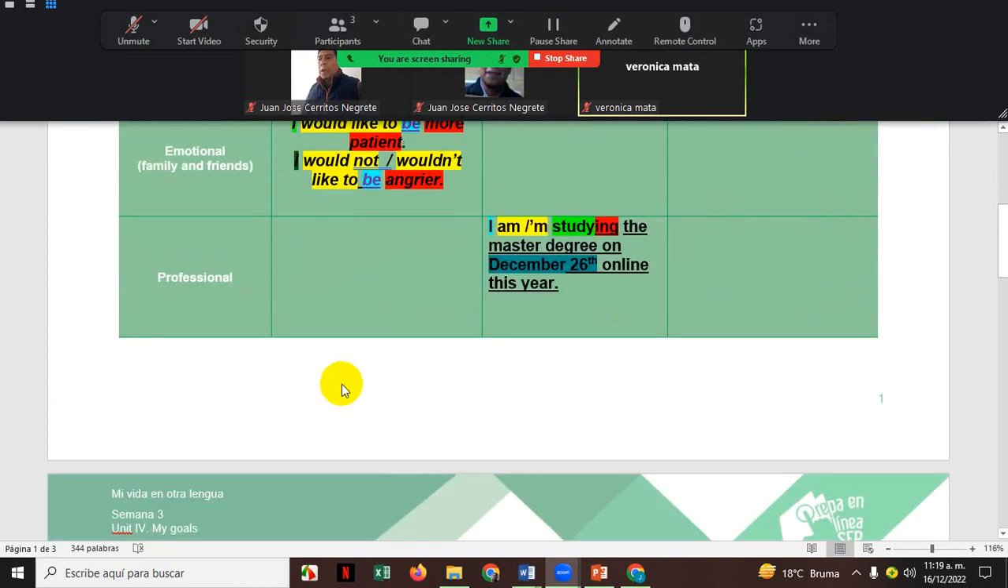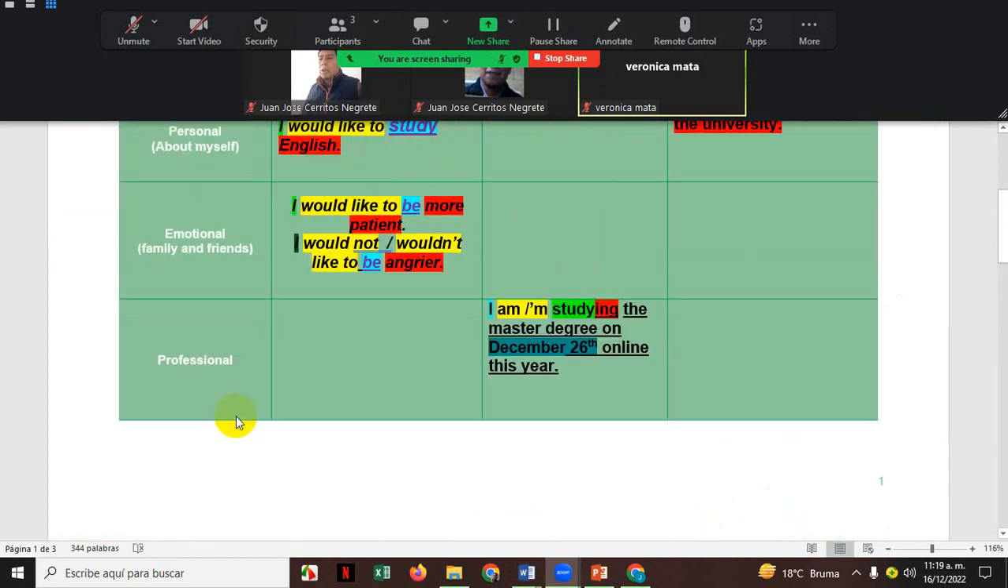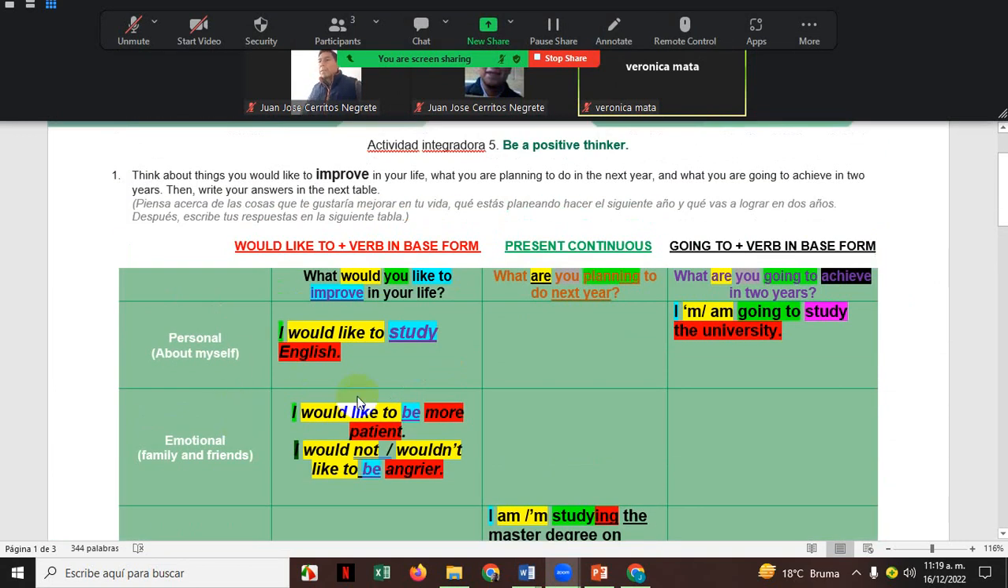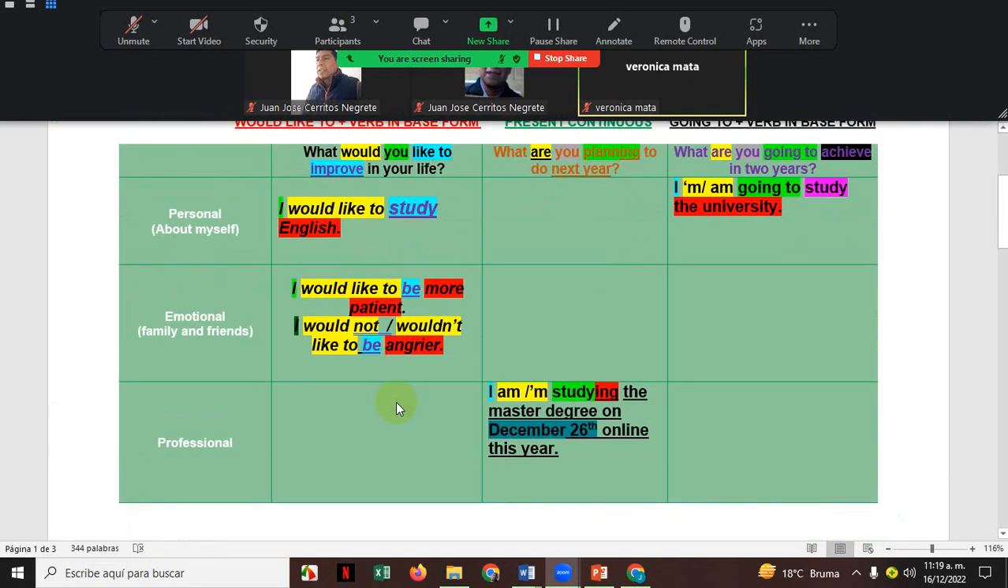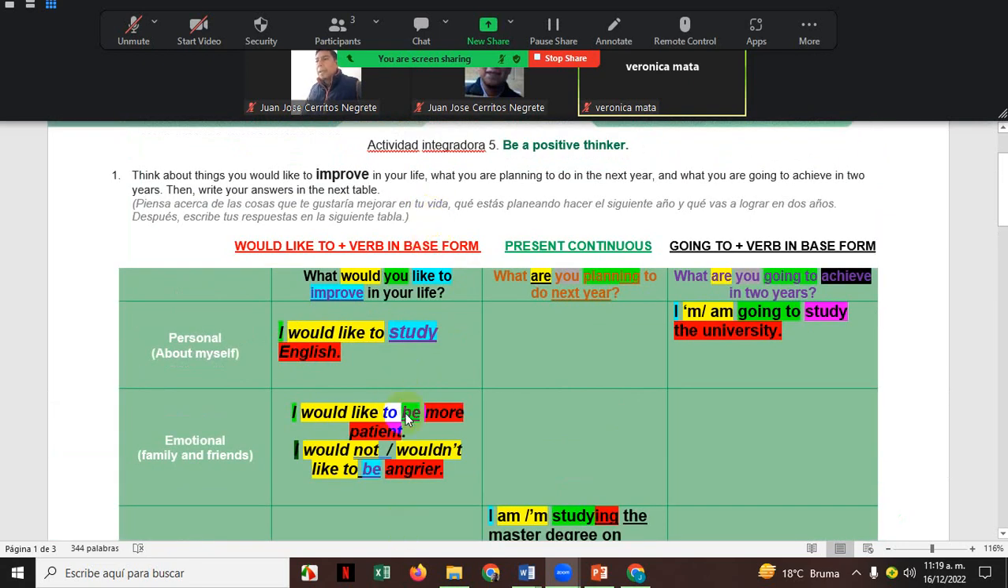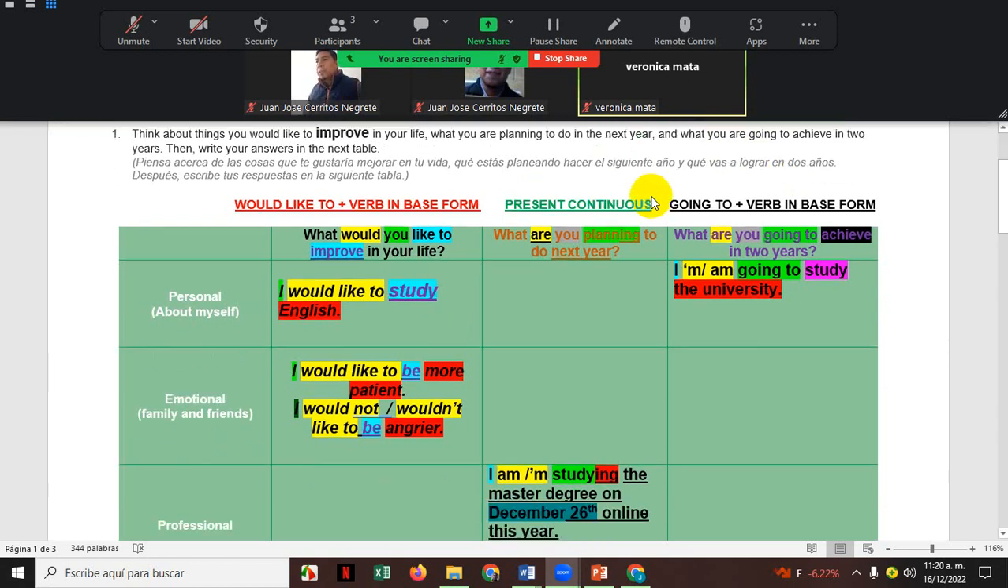We have 4 ambits in this chart: economic, professional, emotional, and personal. About yourself, about family and friends, and so on. And the first column, I'm not going to explain at length, because I have already explained this topic on Wednesday, so you can watch the video for more information. I'm going to give an abstract of the last virtual session.